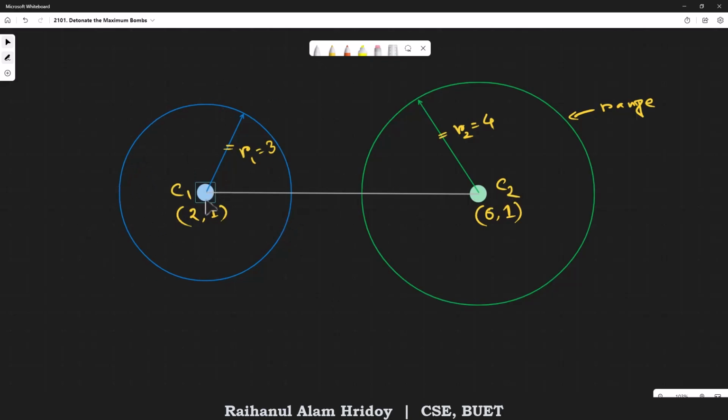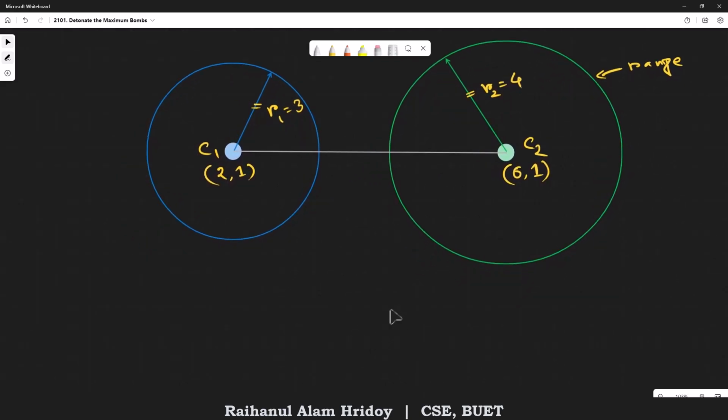From here we can see two bombs, and we just treat them as two circles. Two circles are separated. How can we calculate the distance between these two circles? The distance is C1 C2, which is the center distance, the distance between the centers. These are the Cartesian coordinates, the x coordinate and y coordinate in the Cartesian system.